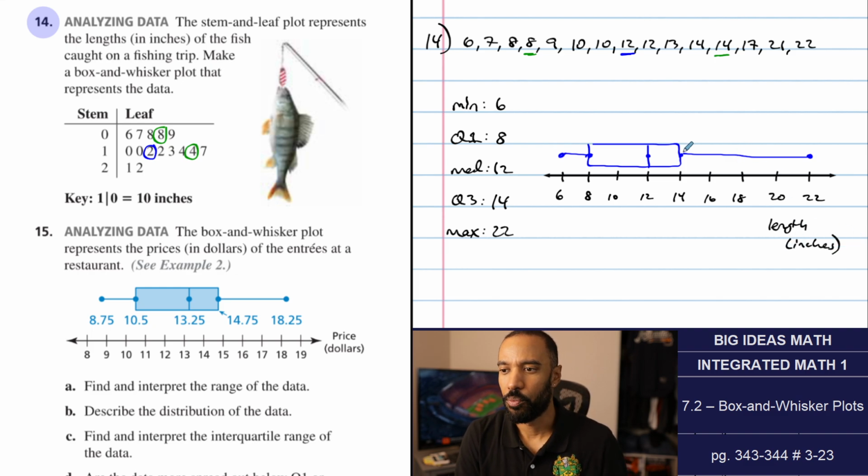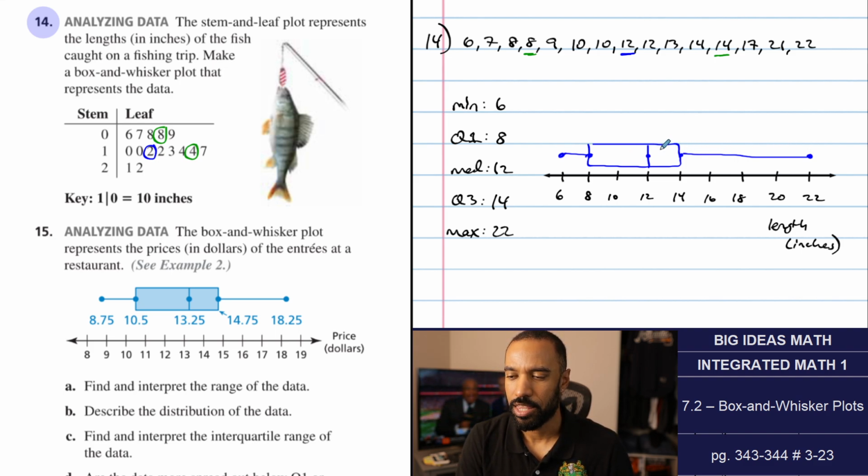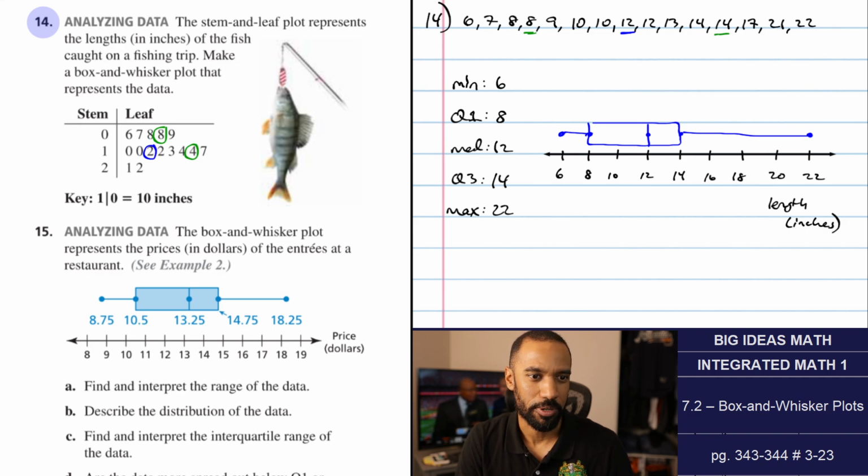Another right skew, if you will, at least for the last 25%. In the middle, there's a little more, I don't know. It's data. Good thing we don't have to interpret that one.